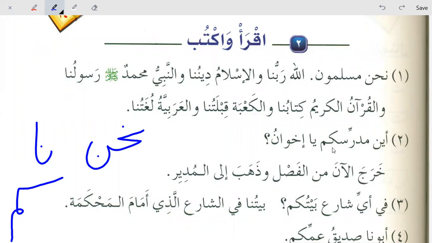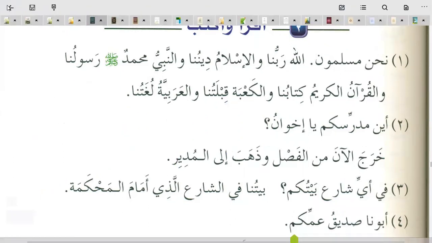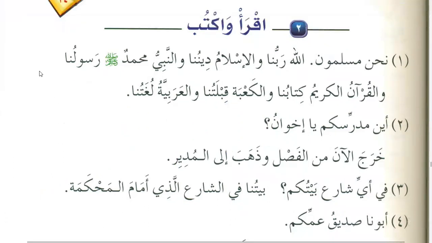So, Satya, what are its marfu and mansub forms? The marfu form is antum. Antum, and the mansub form? The mansub form is also kum. Kum, correct. Then who's next? Ms. Rama, read the next four sentences.